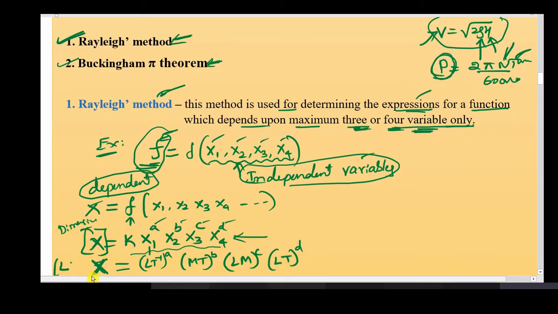What will I get? LMT. Assume I am getting all 3. There is no rule that you should get only 2 fundamental variables. It may be 3, depending upon the equation. Once you write all the equations, compare the power of L, M, T on both sides.